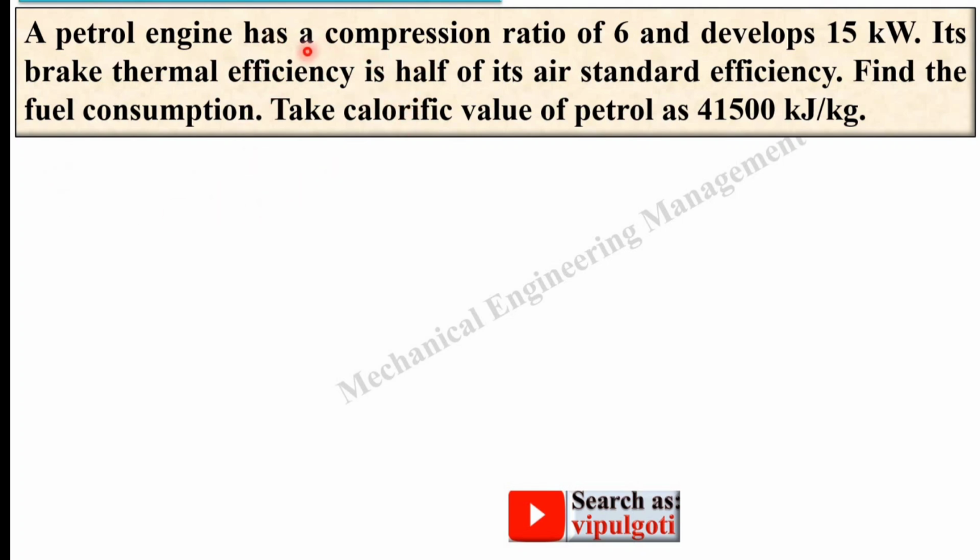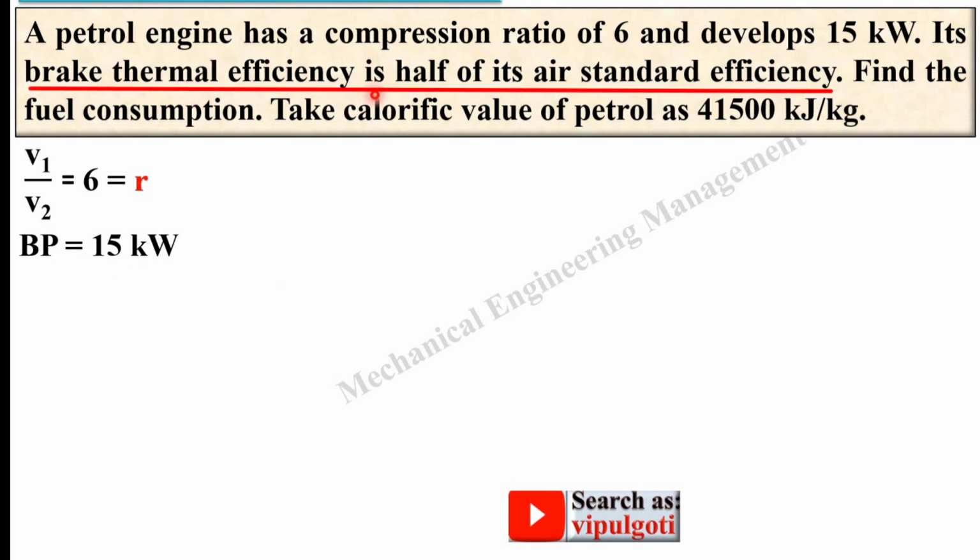Here you can see a petrol engine has a compression ratio of 6. So you know that compression ratio is V1 by V2, that is equal to 6, that is denoted by small r. Develops 15 kilowatt power. So obviously this is the brake power, because here it is written develops the power. So you can understand from that it is the brake power.